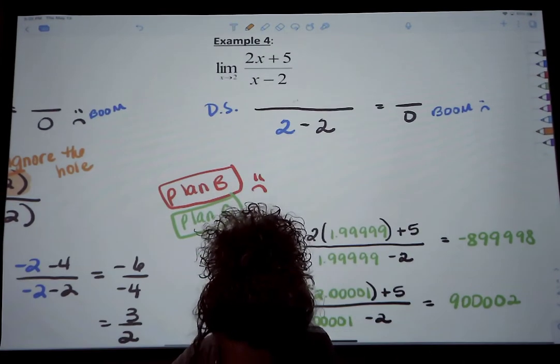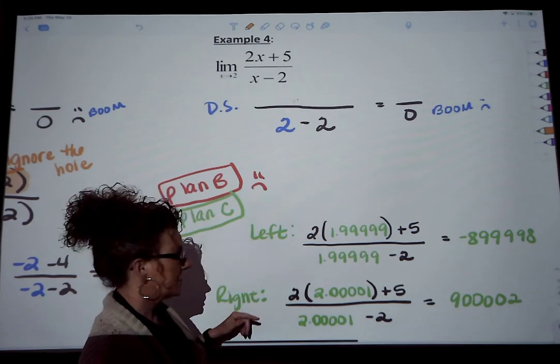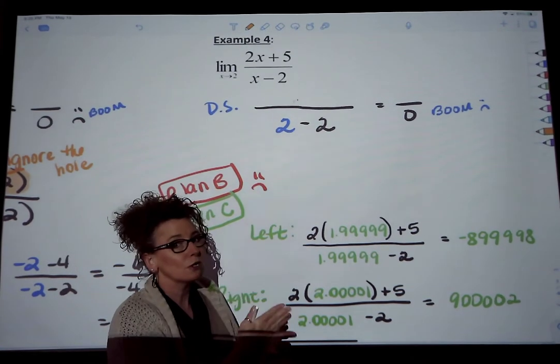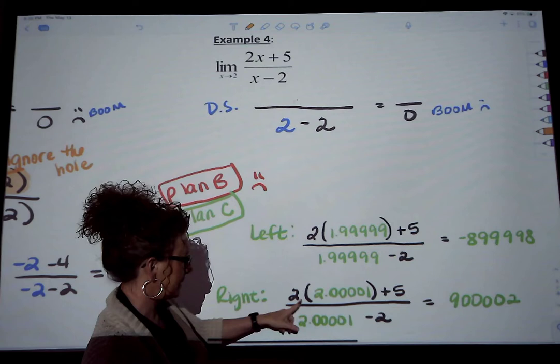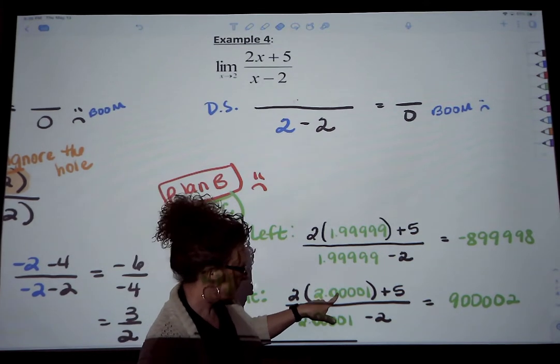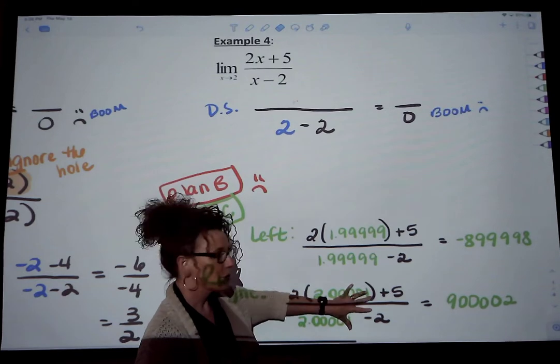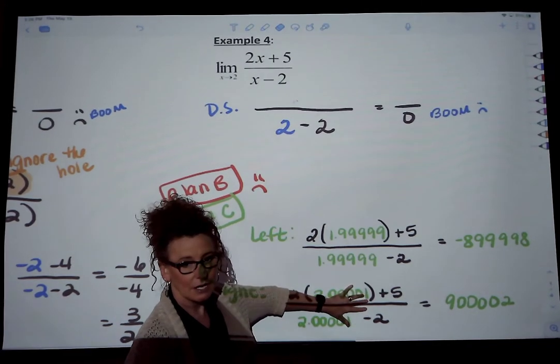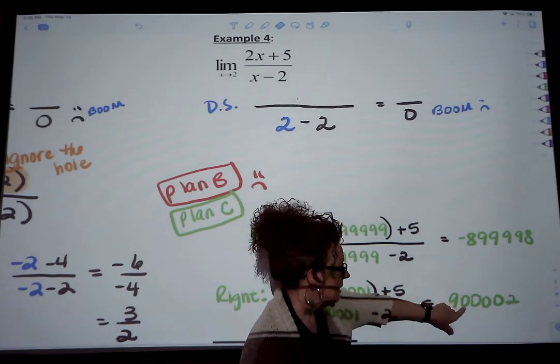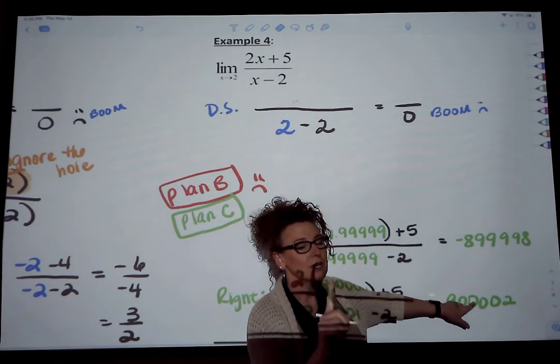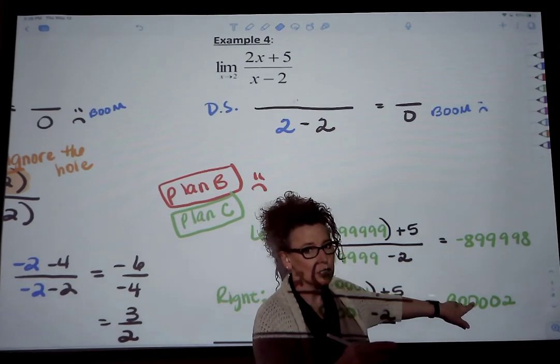Now, to the right of 2, I want you to sub in another number super close to 2, but this time on the right side of it. So I chose 2.00001. Sub it in both places. Do the math. I got 9,900,002.